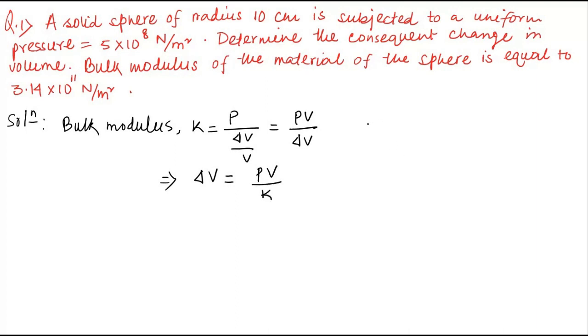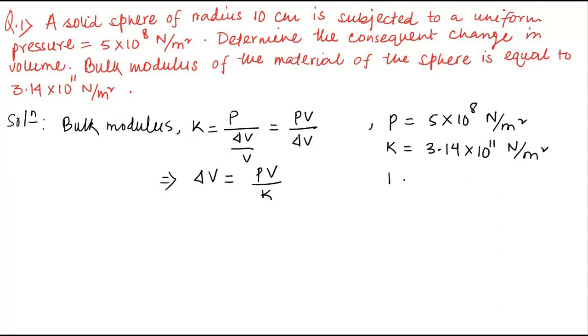Now here in this question, some of the data are given, like P, which is 5 into 10 to the power 8 Newton per meter square. Then bulk modulus K is given, which is 3.14 into 10 to the power 11 Newton per meter square. And radius of the solid sphere is given, which is 10 centimeter. You have to convert that 10 centimeter into meters, because all the data are in SI unit. So this would be 0.1 meter. Now we have to calculate V first.